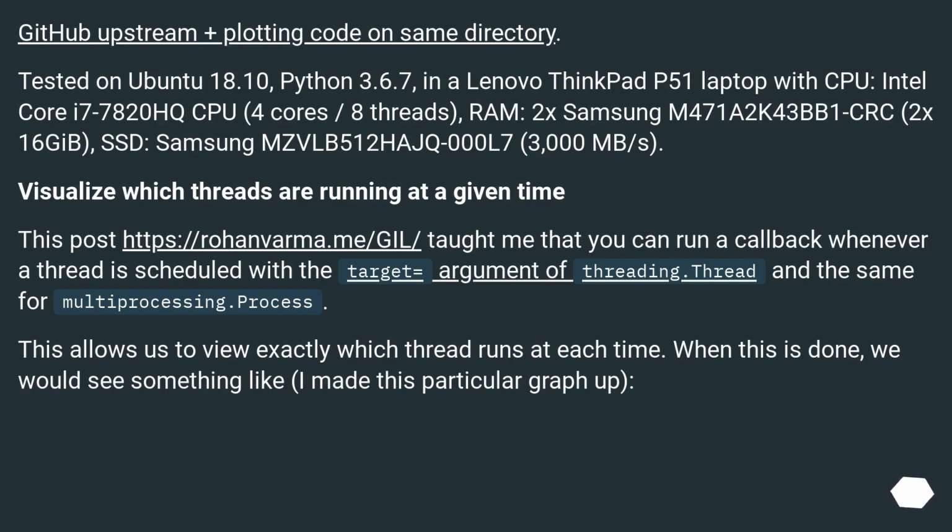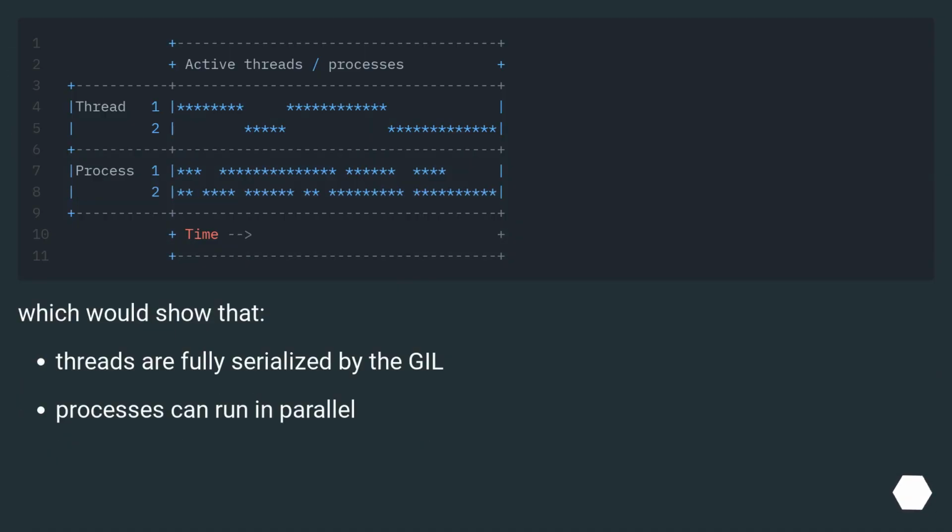Visualize which threads are running at a given time. This post taught me that you can run a callback whenever a thread is scheduled with the target argument of threading.Thread and the same for multiprocessing.Process. This allows us to view exactly which thread runs at each time. When this is done, we would see something like this; I made this particular graph up. Which would show that threads are fully serialized by the GIL, while processes can run in parallel.